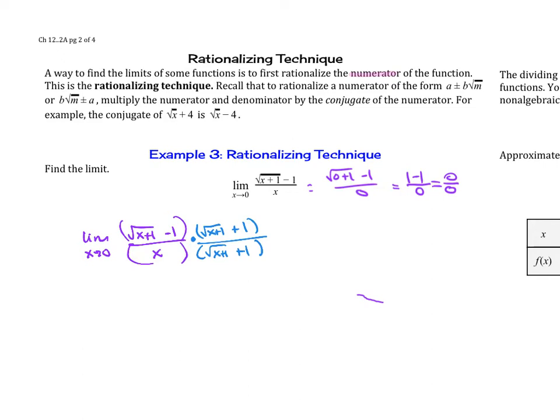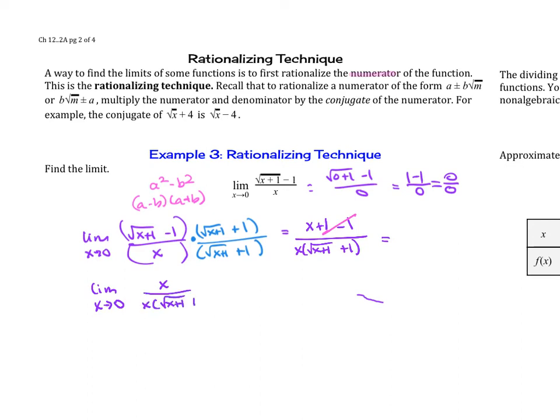So now when we multiply this, notice the numerator is just the a minus b times a plus b pattern, which is a squared minus b squared, just as a reminder. So therefore, the numerator becomes x plus 1 minus 1 over x times the square root of x plus 1 plus 1. I would leave it like that, so don't multiply that through, and you'll see why in a minute. You will see now that this is the limit as x approaches 0 of x over x times square root of x plus 1 plus 1.